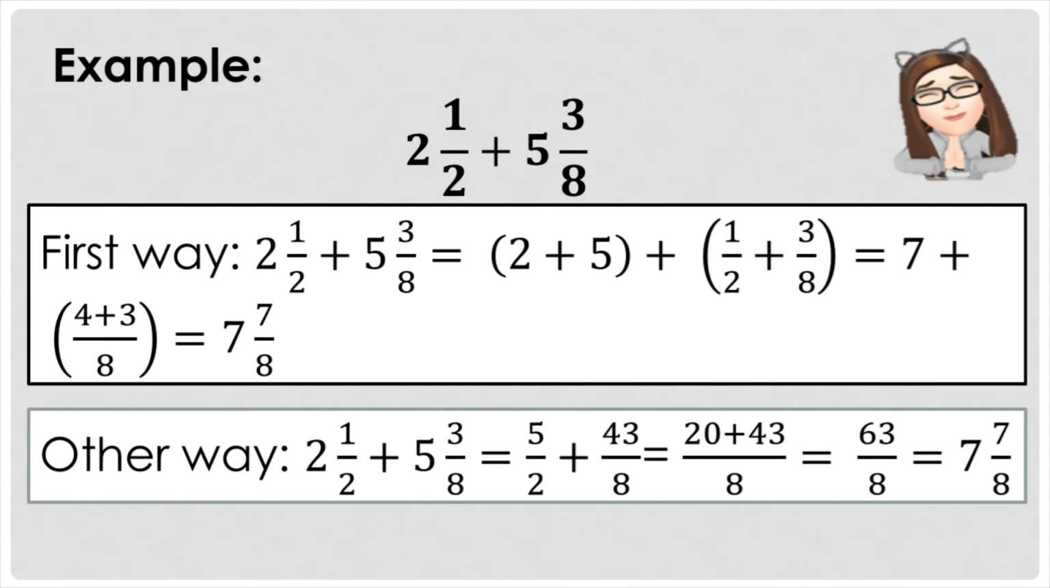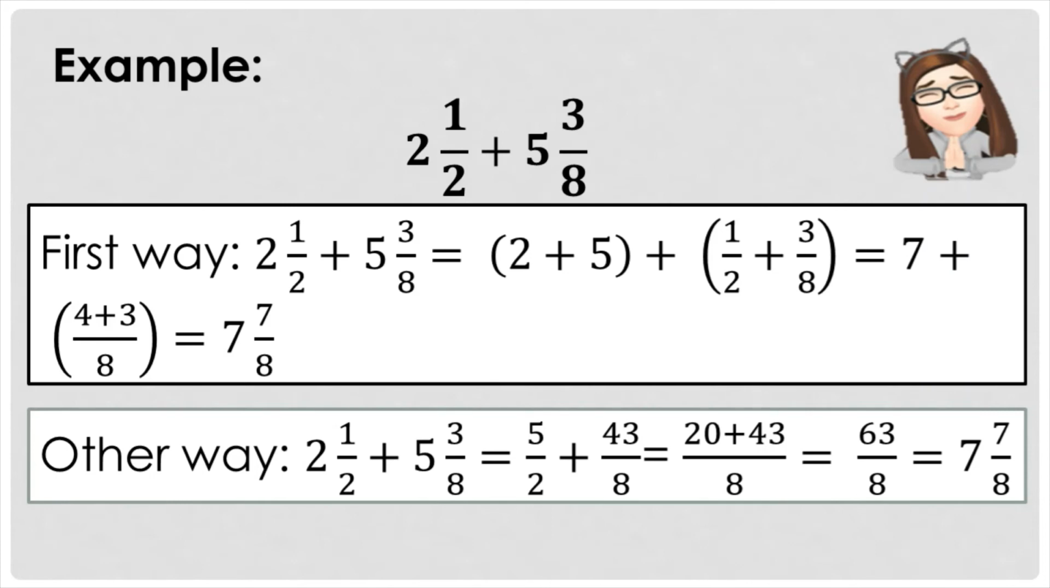Okay? So another way to add this set of fractions, we can actually change first the mixed number into an improper fraction. You already know how to do that. So we have 2 multiplied by 2 is equal to 4. 4 plus 1 is equal to 5. Then retain the denominator of 2. We get 5 over 2.